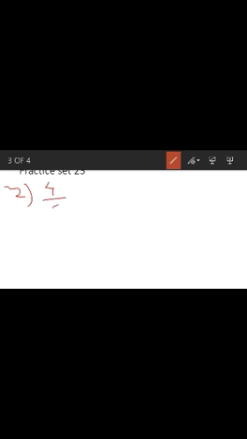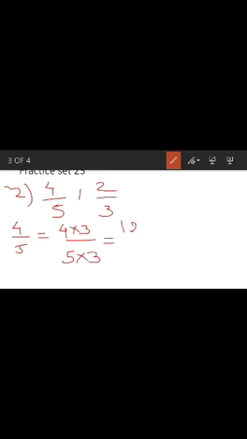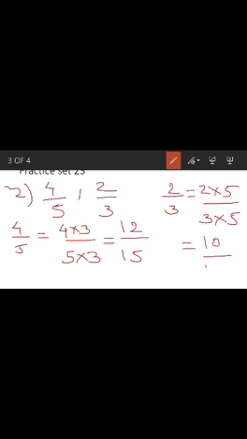That is the second example, 4 upon 5 and 2 upon 3. Okay, now we need to do it. First of all we need to make the denominator same. 4 upon 5 is equal to 4 into 3 upon 5 into 3, that is 12 upon 15, because 4 3s are 12 and 3 5s are 15. In case of 2 upon 3, the same thing we need to do. 2 multiplied by 5 and divided by 3 multiplied by 5, that is 10 upon 15.